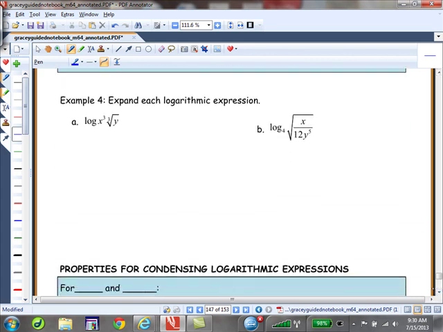So let's expand each of these logarithmic expressions. So here we go. This one will be log of x cubed times y to the 1/3. So what I'm doing first is rewriting these with rational exponents. So now I'll apply the property to expand.